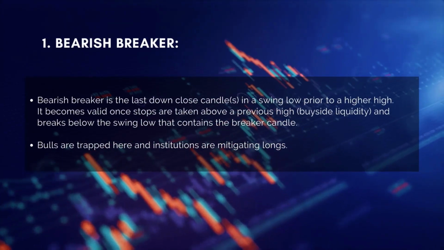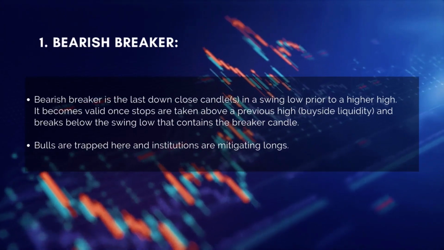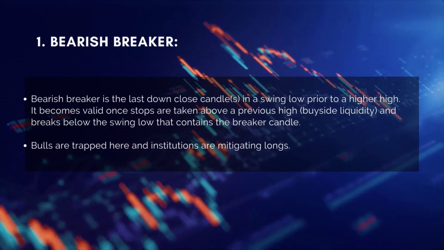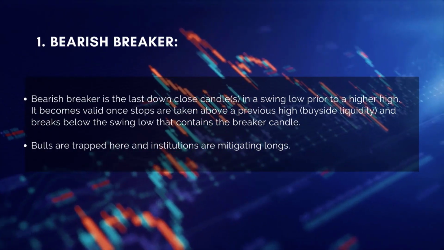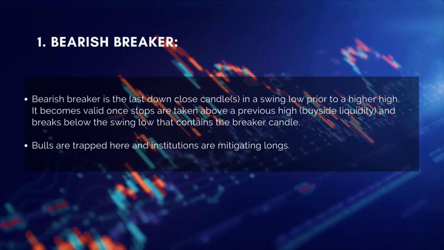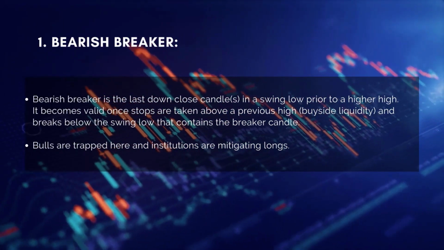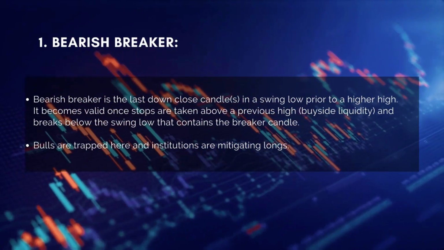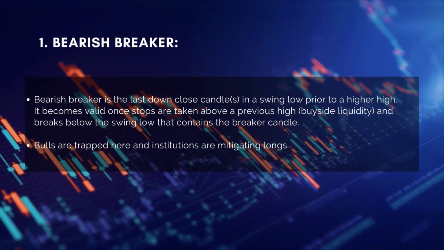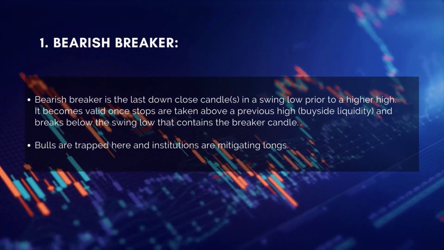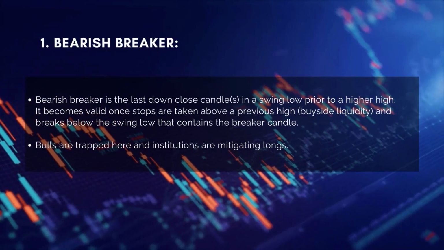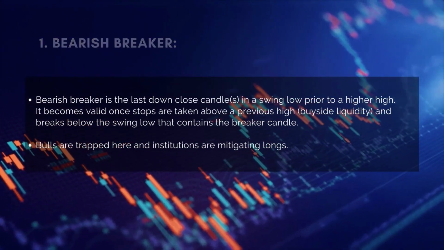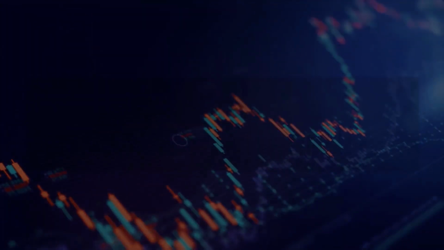A bearish breaker is the last down close candle in a swing low prior to a higher high. It becomes valid once stops are taken above a previous high and price breaks below the swing low that contains the breaker candle. Bulls are trapped here and institutions are mitigating longs. Let's see a figure of a bearish breaker.